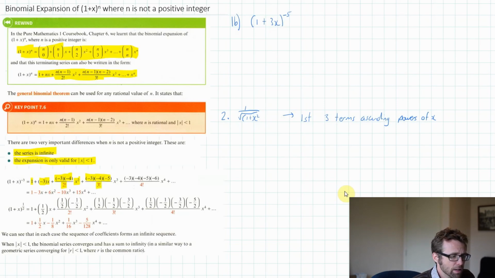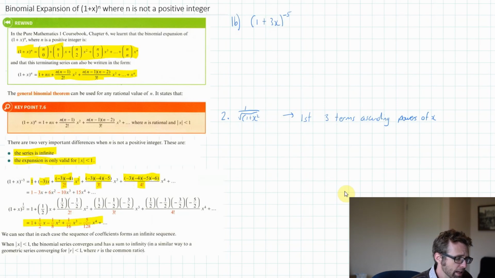And then the next one, minus 3 times minus 4 times minus 5 times minus 6. We've added another one, minus 6, and then it'll be 4 factorial, and that will be the x to the 4 term. And then you can simplify that out and get this as your answer here.